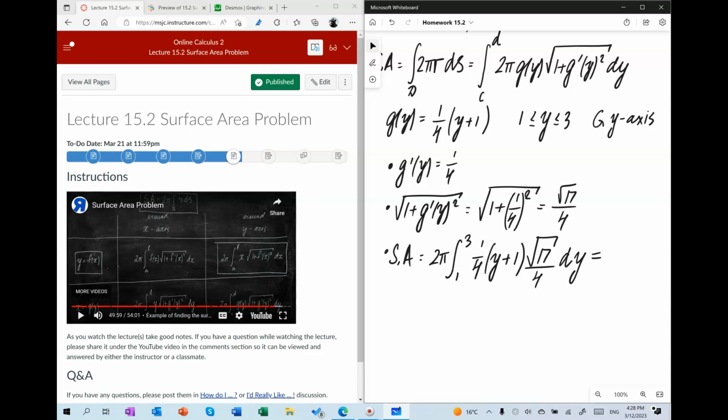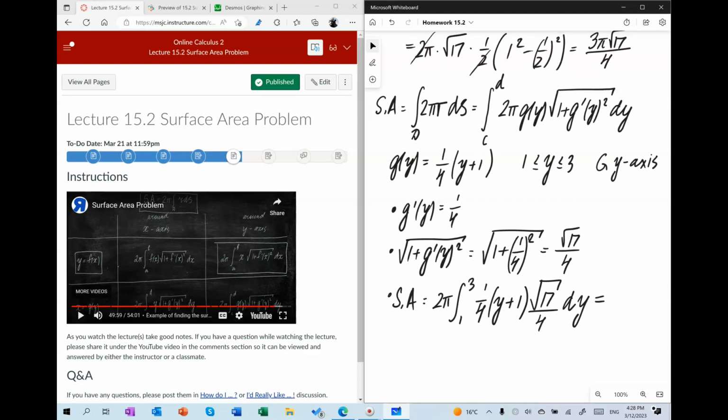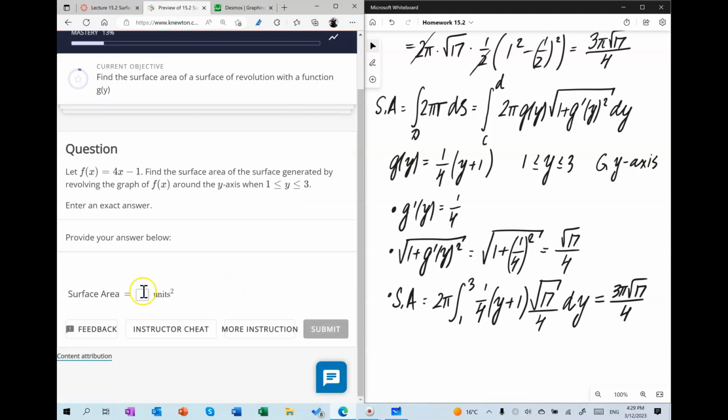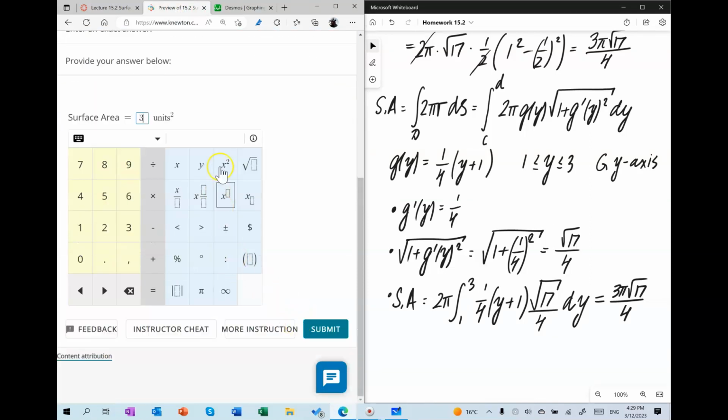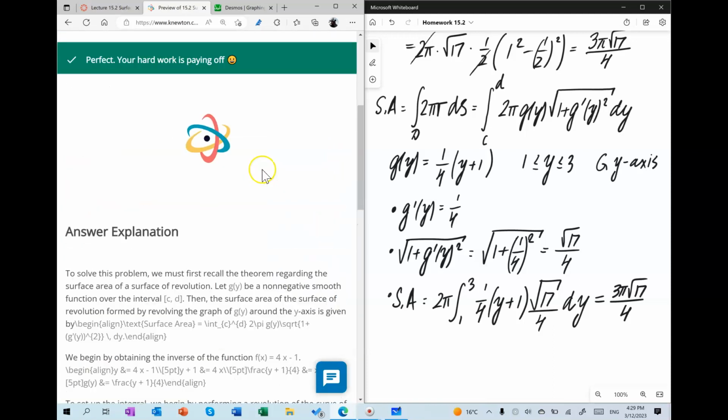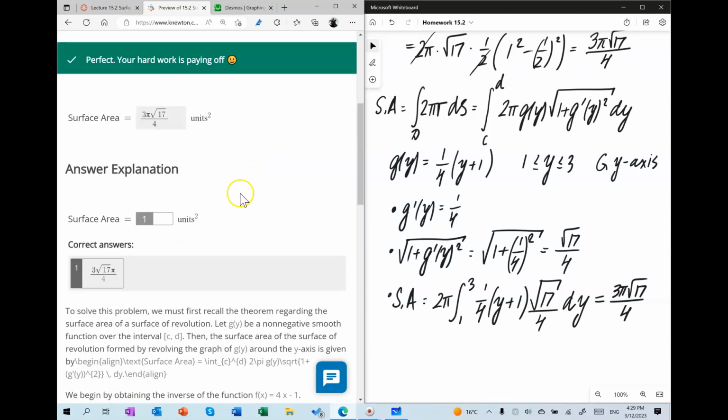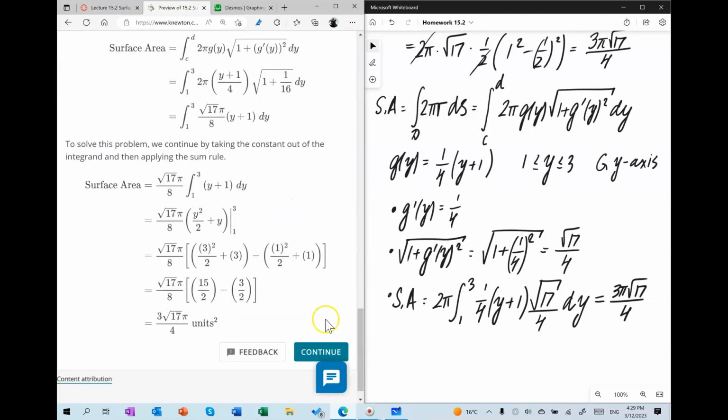And I bet that this integral is the same as 3 pi square root of 17 over 4. You can check that, and if it's not, let me know. But I believe in the power of this universal formula. I have no reason to doubt that, unless this is going to be the wrong answer, but it's not. So yeah, let's move on.